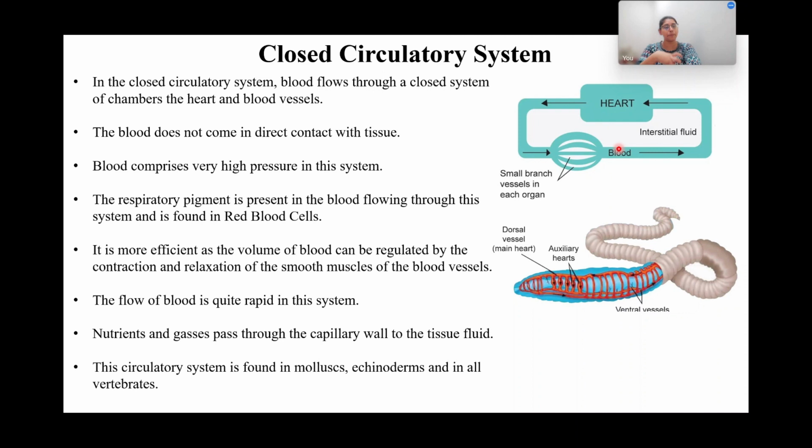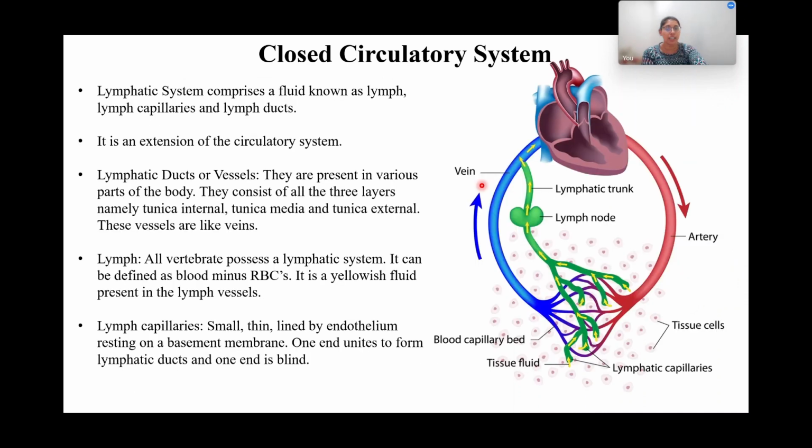Okay. The other part of the blood circulation system is something called the lymphatic system. The lymphatic system mainly consists of the lymph fluid along with lymph capillaries and lymph ducts, which is an extension of the circulatory system. If you see here, these are the veins and these are the arteries, but you have these lymphatic nodes and lymphatic system branching out from these blood vessels. So what do they generally consist of, or what do they do? These lymphatic ducts or vessels are of course present in various parts of the body, and they also consist of layered vessels. They have three layers mainly, and they are mainly like veins.